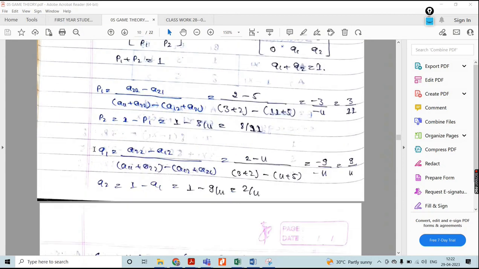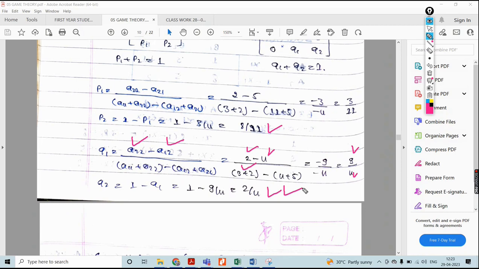Okay, next with respect to Q1. Q1 is equal to what? A22 minus A12 divided by A11 plus A22 minus A12 minus A21. Substitute those values. Then you will get 9 by 11. You got Q1 is equal to 9 by 11. What is the Q2 value? 1 minus Q1. Then you will get 2 by 11. This is how you need to get the optimal points by the use of mixed strategy.